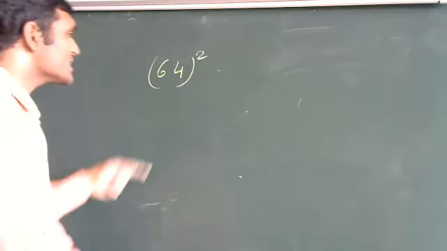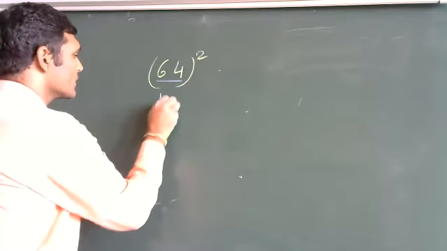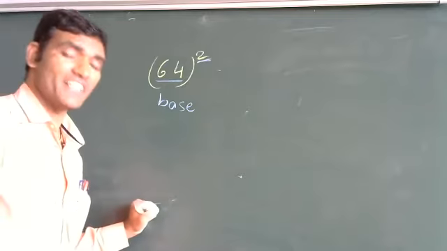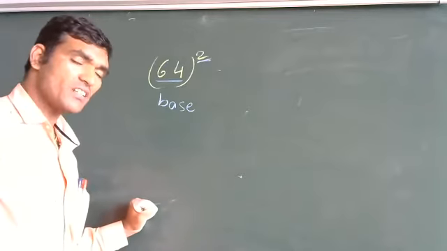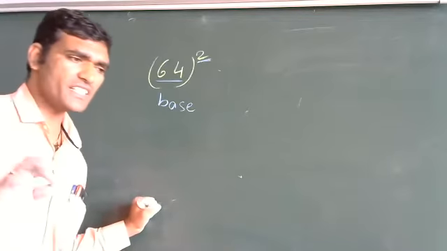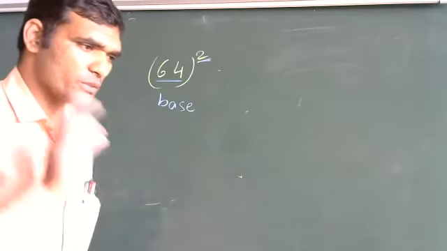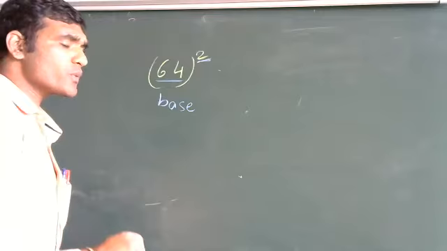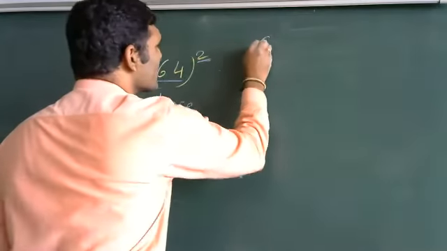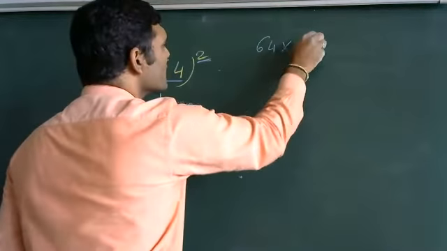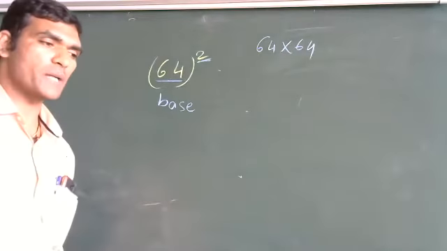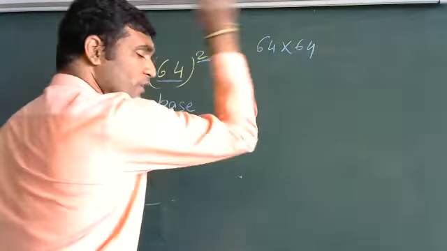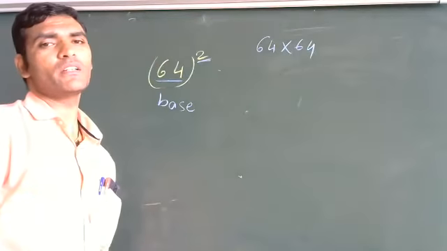Here 64 we are saying is the base, and this 2 we are saying is the exponent, or the index, or the power. Isn't it? Yes, sir. Very good, Purva. That we are calling the power. Then what is 64 squared? It means 64 we are multiplying how many times? Twice. Yes. Then 64 into 64 we have to multiply.